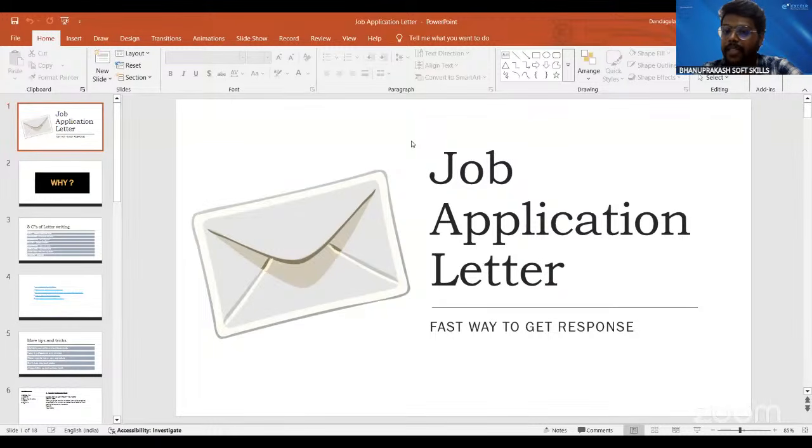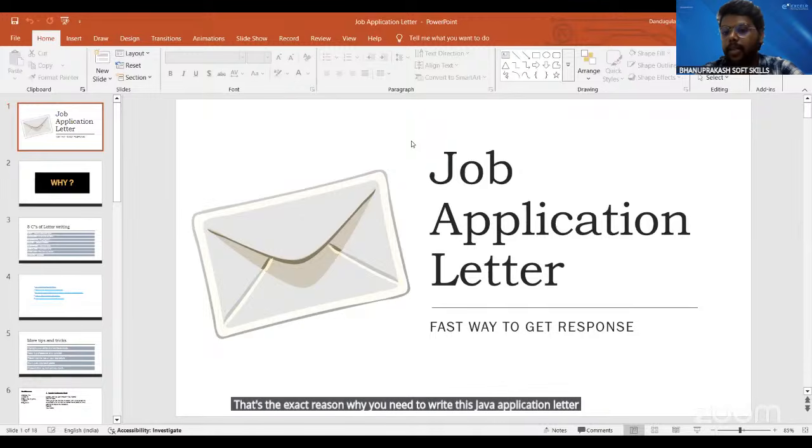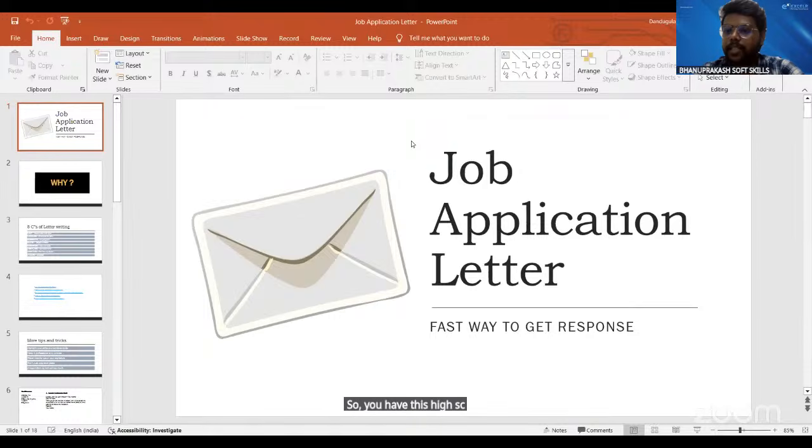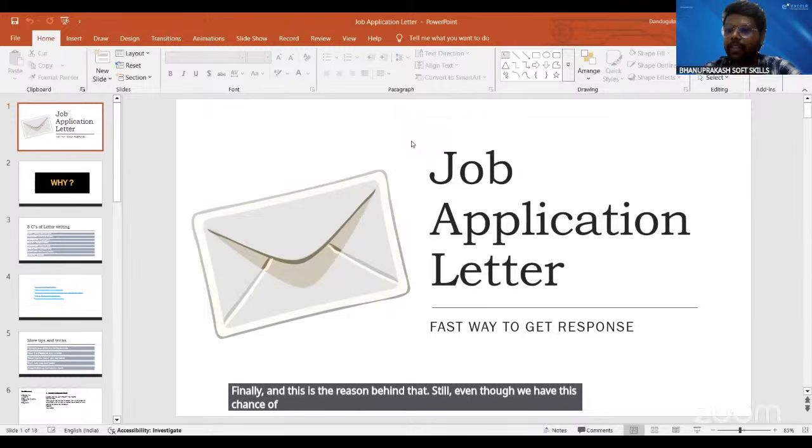That's the exact reason why you need to write this job application letter. As they receive very few job application letters, you have a high scope of getting recognized and every process goes finely. Even though we have the chance of applying within one click, we still need to write this job application letter, which shows professionalism.